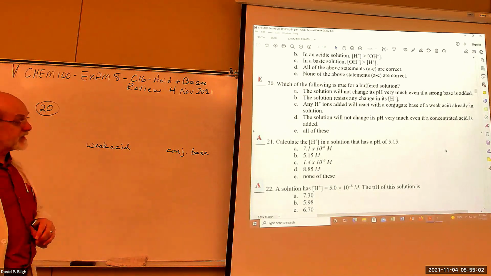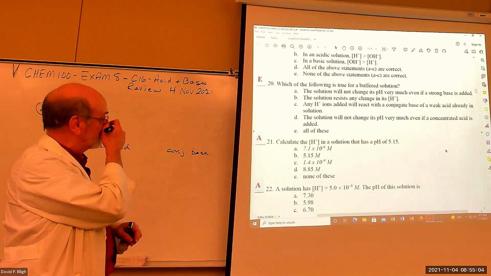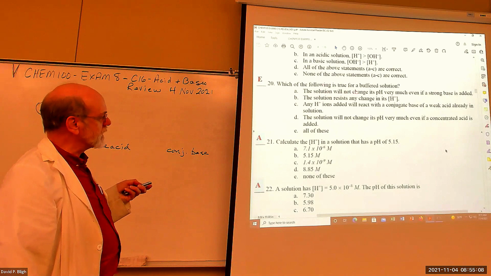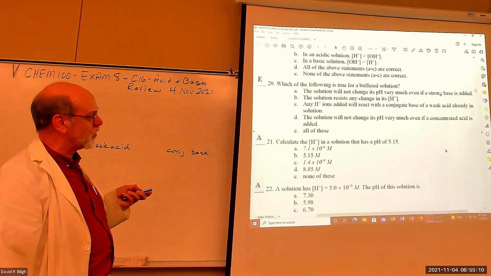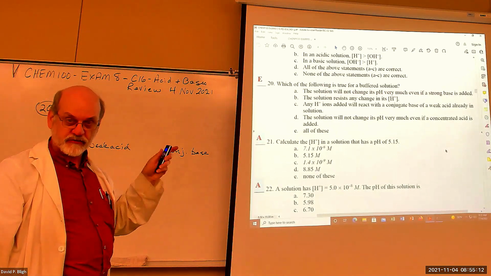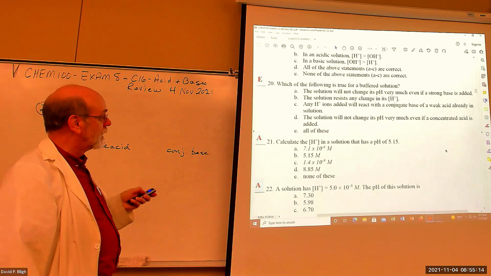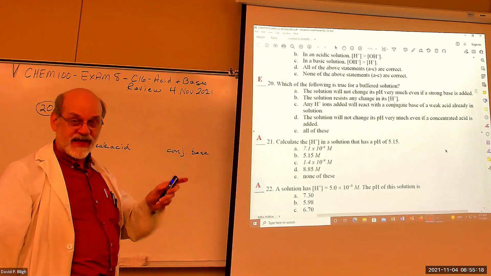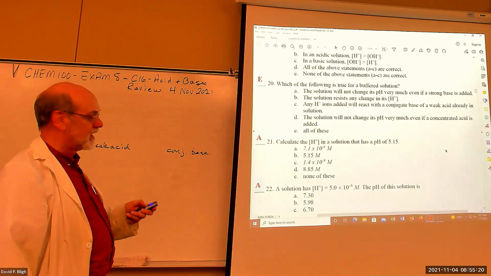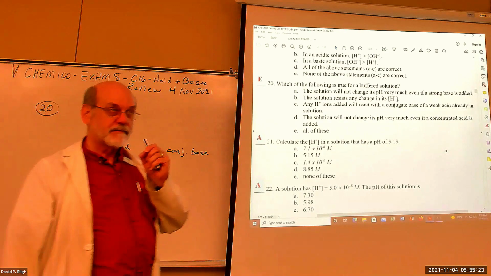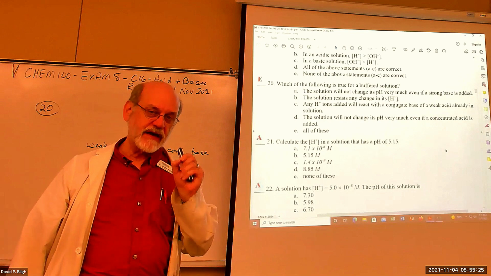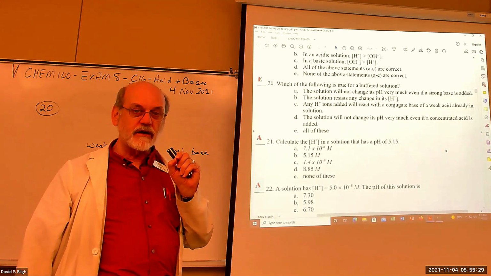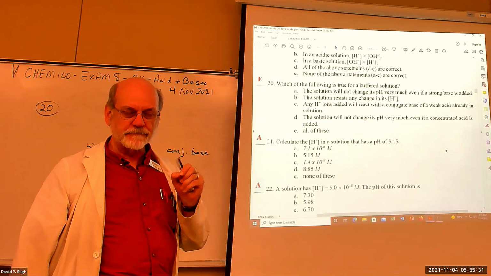So based upon that definition, let's see what we got here. Which of these is true about a buffered solution? The solution will not change its pH very much, even if a strong base is added. That's true. The solution resists any change in hydrogen ion concentrations. That's true. It doesn't fix the hydrogen ion concentration at a constant value. It only resists the change.